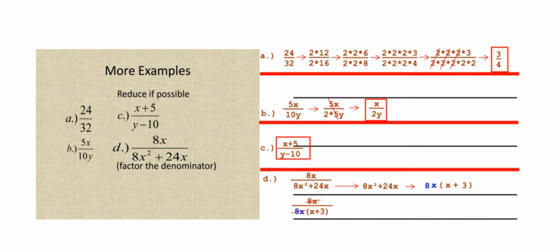8x divided by 8x cancels out. And remember, when we say it cancels out in multiplication and division, it means there's a 1 left. So there's the 1 left. And we have left over on the bottom x plus 3. So that's as far as we can simplify that. So there is our final answer, 1 over x plus 3. Hooray, we finished our examples.